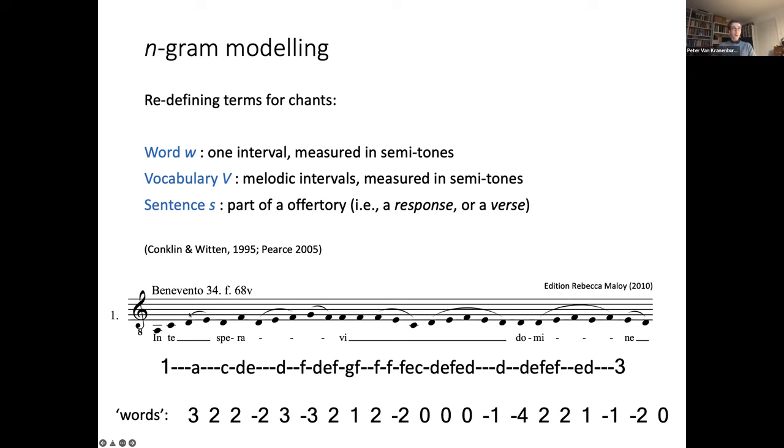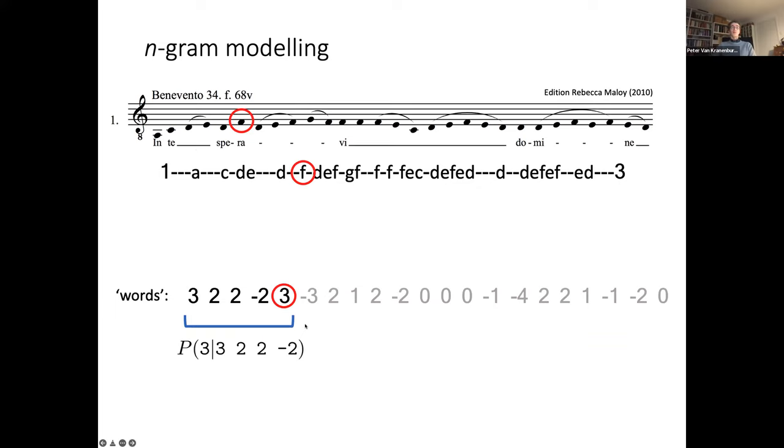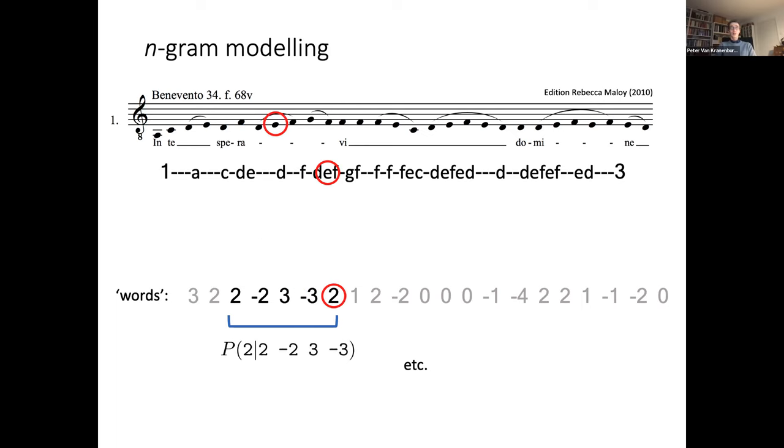So to give an example, this is the melody I sung earlier, etc. Then the first interval, ta-da, is three semitones. So it's a three, ta ta da ta dum, two, ta dum, two, ta da, minus two, ta da, three, ta da, three, etc. So the distance between each consecutive note, these are our words. And then we want this n-gram model, in our case we take 5-grams, to find how likely, how probable a certain interval is given the preceding context. And then we can compute that for each of the intervals.